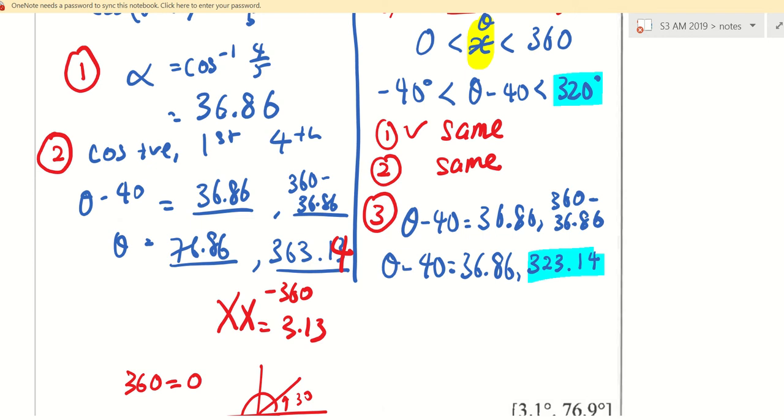So you can write down, this one you want to keep. But this one, you need to reject. Why reject? Because this one is bigger than 320. Do you follow? This is bigger than 320.